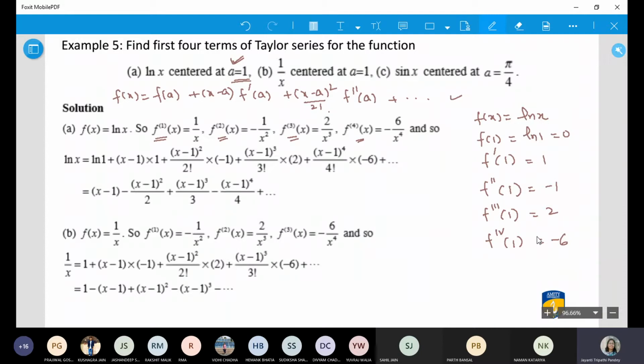Now, generally, when nothing is mentioned, we write 3 to 4 terms. Now, substitute it here. Log x is log 1, x minus 1 into 1, x minus 1 square upon factorial 2, this formula, into minus 1, x minus 1 cube upon factorial 3 into 2, and this. And this is the simplified expansion.